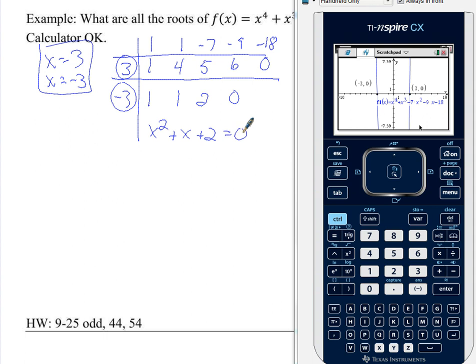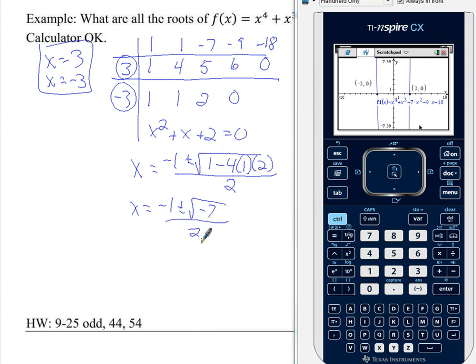If it factors, it's going to be two numbers that multiply to give me 2, but add to give me 1. Not going to work here, so it's going to be quadratic formula for sure. X equals negative 1 plus or minus square root 1 minus 4 times 1 times 2, all divided by 2. X equals negative 1 plus or minus square root 1 minus 8 is negative 7 over 2. So this becomes x equals negative 1 plus or minus i root 7 over 2. There are your other two roots. So we have all 4.